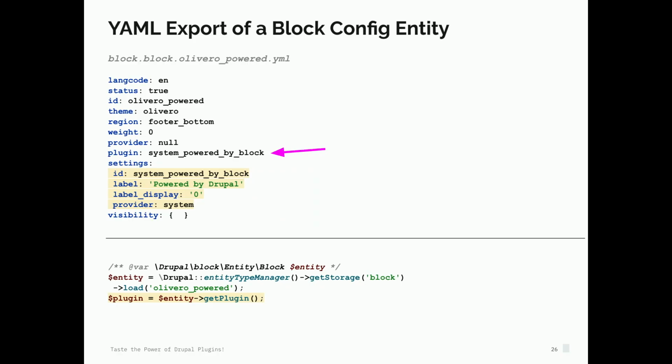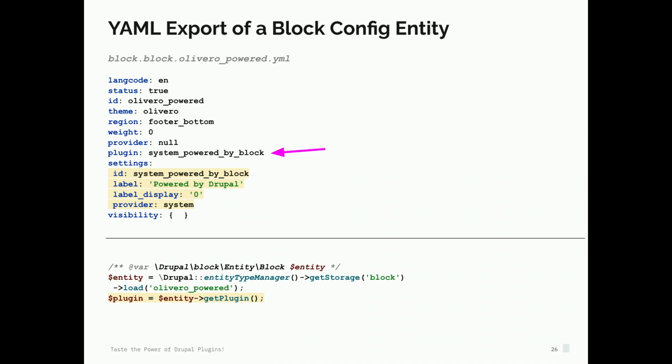An example of how that looks, right? This is the YAML export of a block config entity. In this case, the key in the YAML is plugin, which is the plugin ID. So this is a little easier to find and identify as being a plugin ID. And then the data in this settings array is actually, confusingly, the configuration for the block plugin. So the values I've highlighted there are basically the array of data that's going to be passed in as configuration to the block instance.